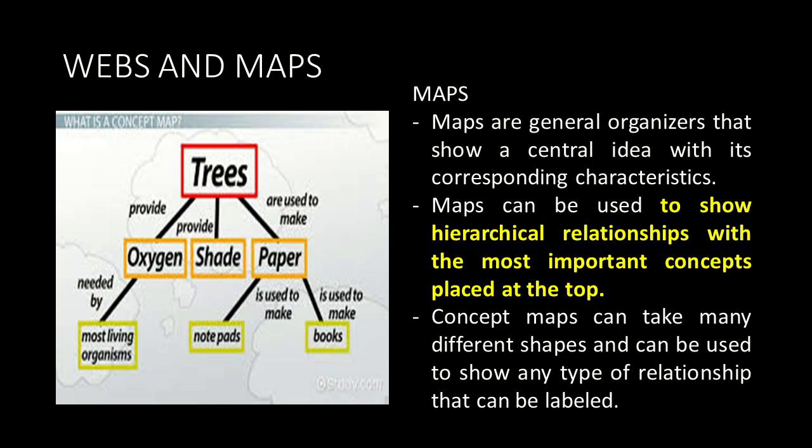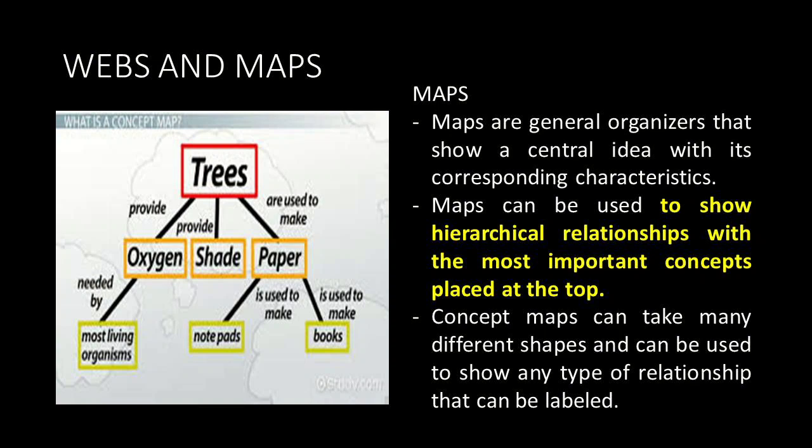Well, they can take many different shapes and can be used to show any type of relationship that can be labeled. But the most important thing to remember is that concept maps also contain shapes, but instead of arrows, they use lines. Okay, as you can see in the example given.